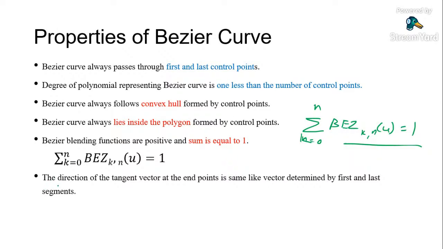Now the next is the direction of the tangent vector at the end points is the same as the vector determining the first and last segment. Tangent vector means, suppose those are the control points, this is the curve, then this is the tangent. So the direction of the tangent vector at the end point is the same as the vector determining the first and last segment. So the last segment and first segment determine the tangent direction, it is the same. So those are the properties of Bezier curve.